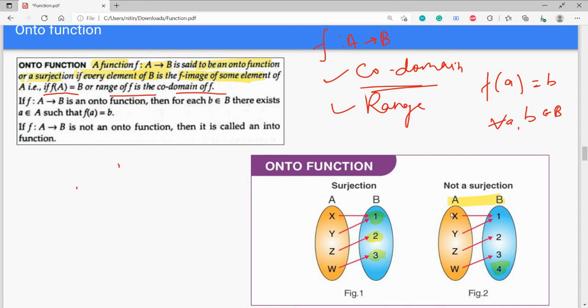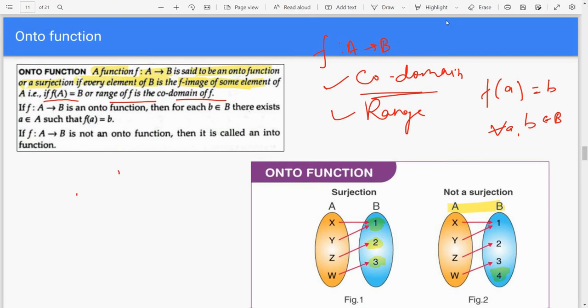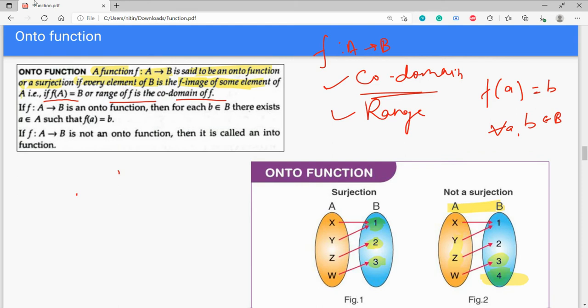Whenever you choose a particular element in B, you are going to get an element in A. For each element in B, you are going to get an element in A. Obviously, if for any particular element this is not there, then this is not an onto function. If f is not an onto function, then this is called an into function.